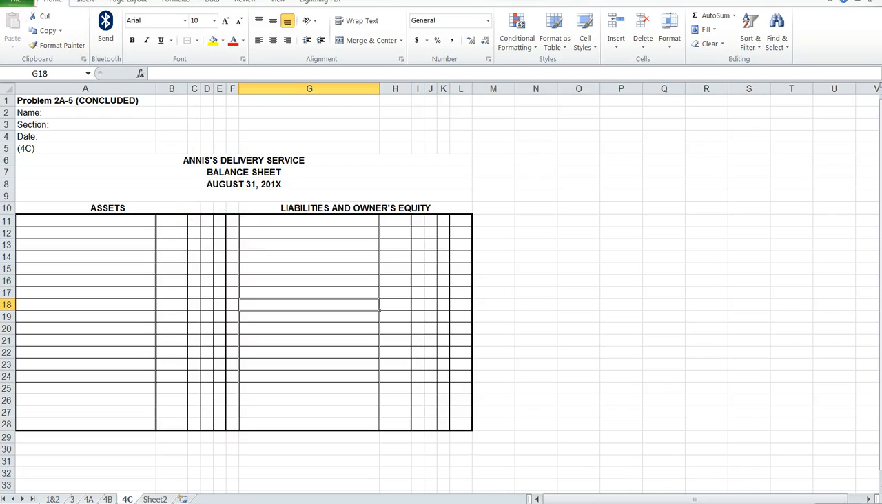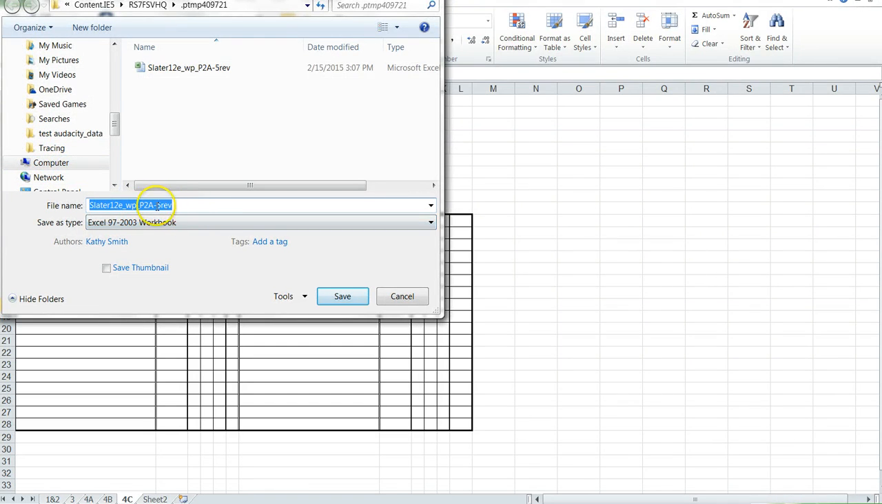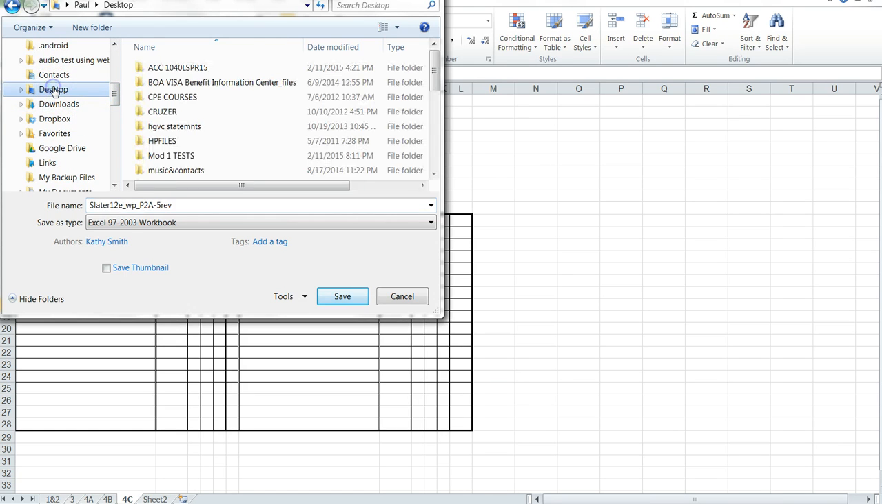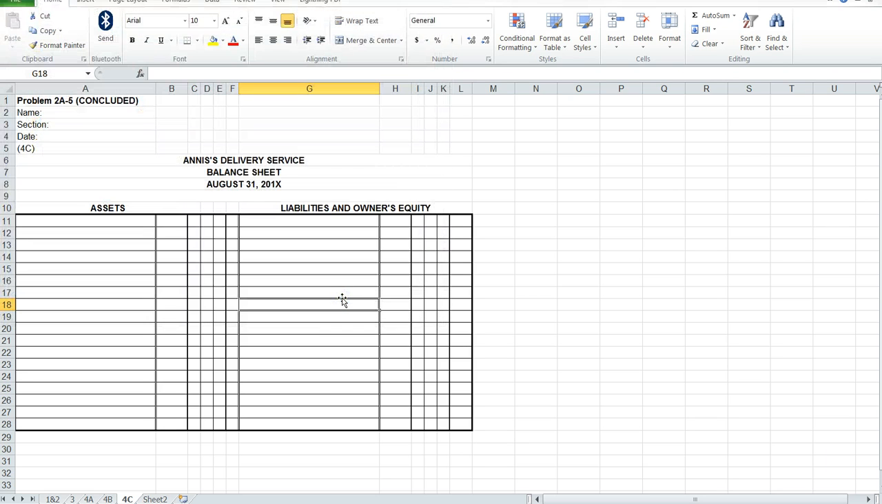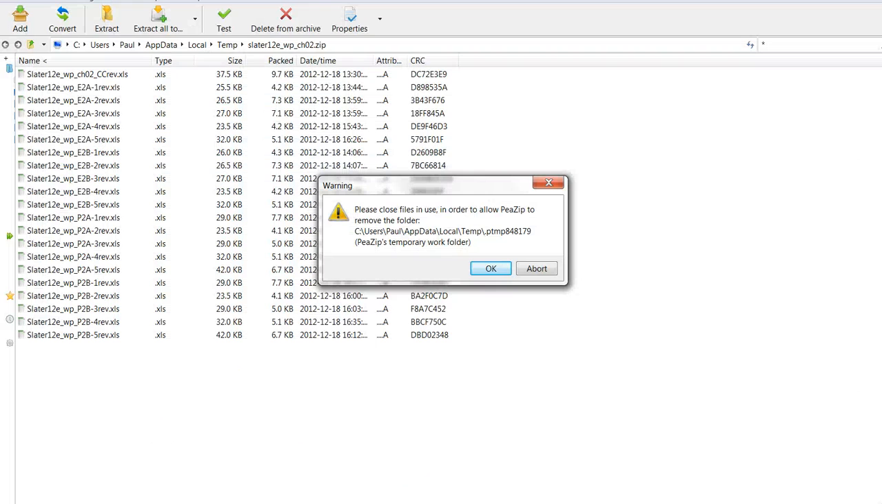I think I can save the doc here. So I would save as Slater 12V problem 25A, whatever REV means, I don't know. But what I do before I submit, like you do, when the problem is done, I would suggest you save it on your desktop as an Excel workbook sheet, and then once that's saved, you're ready to submit it. Obviously, you're gonna find it.